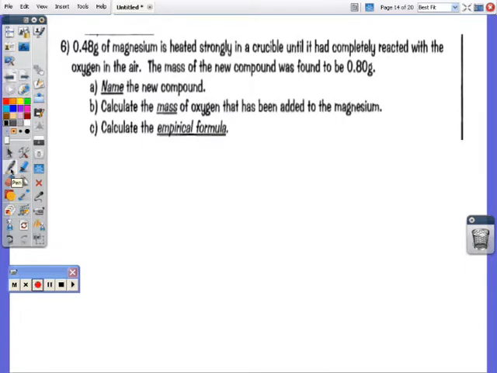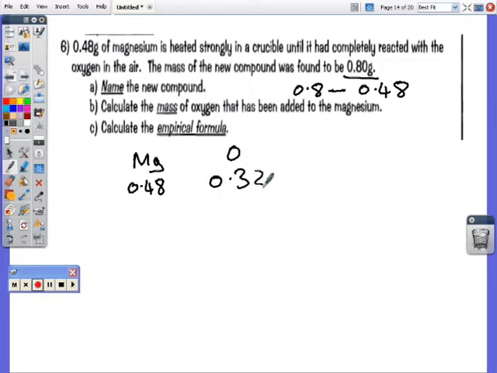Calculate the mass of oxygen that has been added. Well, we started off with magnesium 0.48. We ended up with the mass of the new compound being 0.8, so you must have added this quantity of oxygen, which should work out at 0.32. The RFM of magnesium is 24, so 0.48 divided by 24 gives us 0.02, and our 0.32 divided by our 16 gives us 0.02 as well.